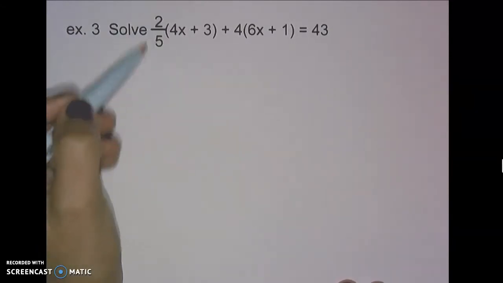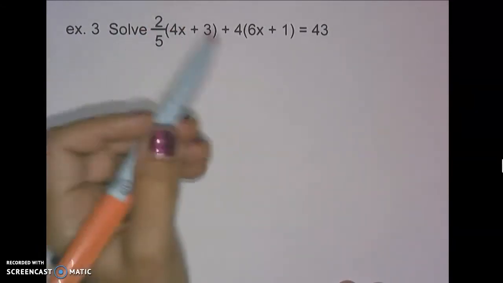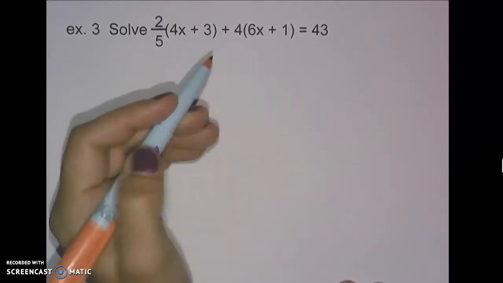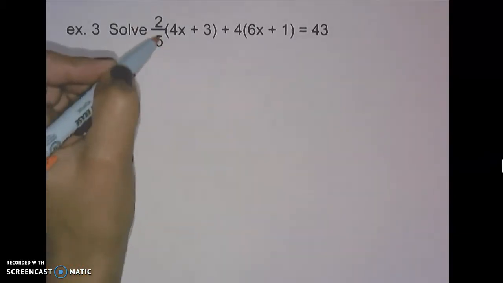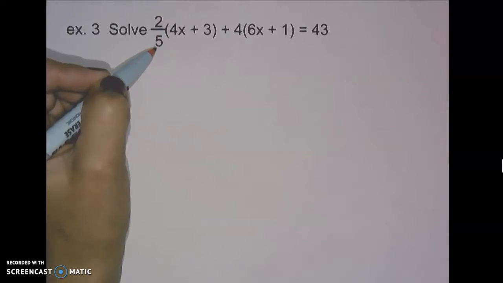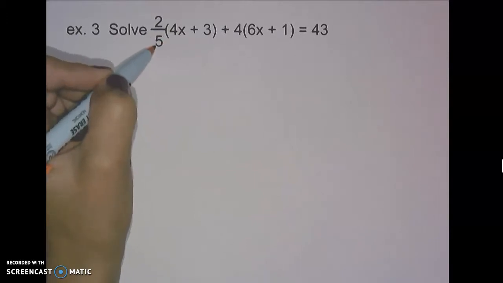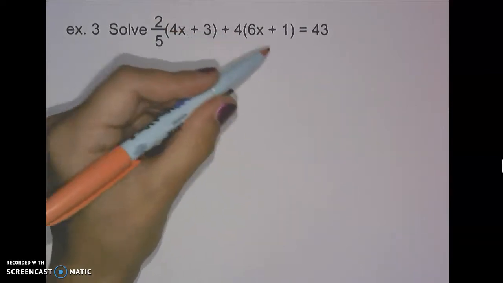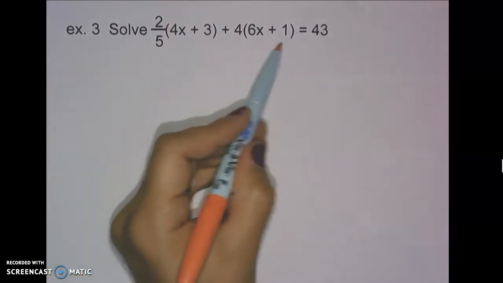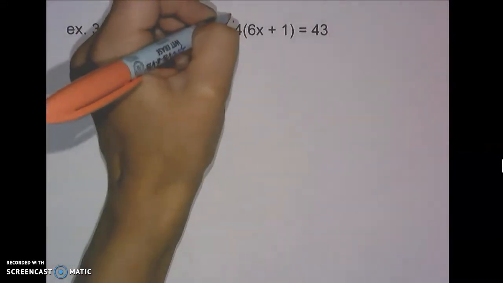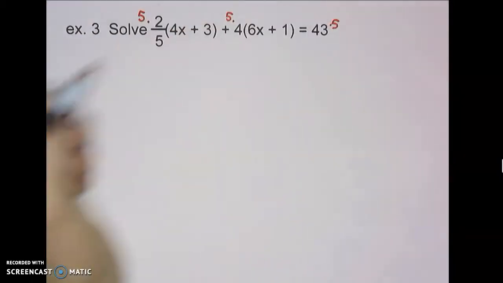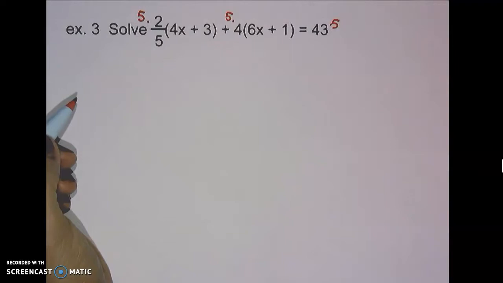All right, we're going to take 2/5 times the quantity 4x plus 3 plus 4 times the quantity 6x plus 1 equals 43. Now, to clear the fractions, we need to clear this 5 as the denominator. What that means is we want to multiply everything by 5 because that is the inverse operation of dividing by 5. Now, that doesn't mean we're literally multiplying every single thing. These parentheses protect those things there. So when we're multiplying each term by 5, that means that we're actually just going to multiply things that are on the outside of the parentheses by 5.